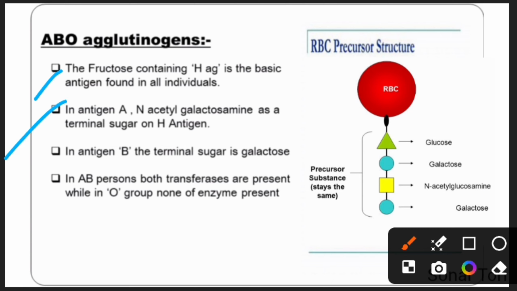In antigen A, N-acetyl galactosamine is the terminal sugar on H antigen. In antigen B, the terminal sugar is galactose. And in AB persons, both transferases are present, while in O blood group, none of the enzymes are present.